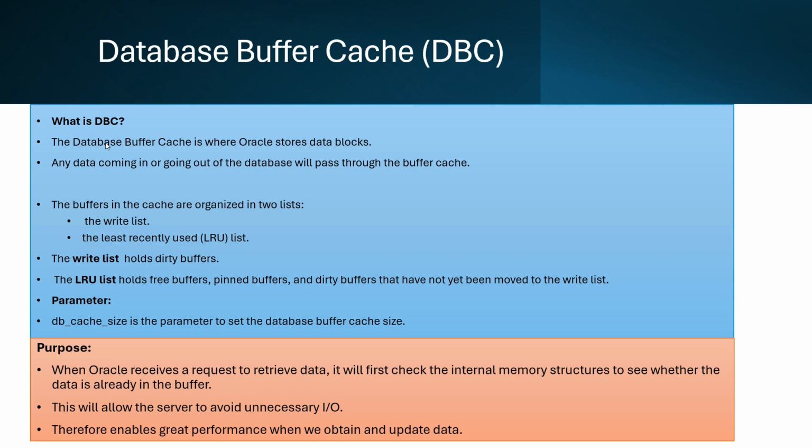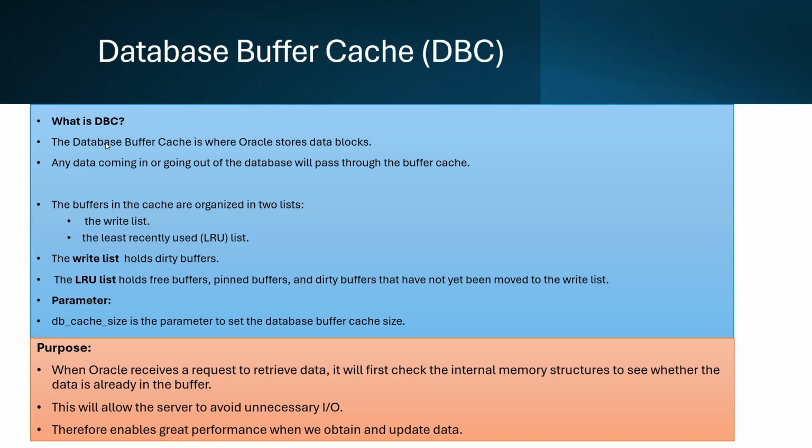The database buffer cache is organized in two lists. One is the write list, the second one is the least recently used list, LRU. You might hear about this in SQL also. So the write list holds the dirty buffers, and the LRU list holds the free buffers, pinned buffers, and dirty buffers that have not yet been moved to the write list.